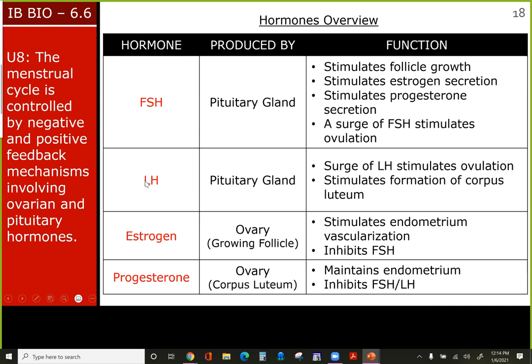LH, luteinizing hormone, is also released by the pituitary gland, and it is also contributing to ovulation. Its biggest component is the stimulation of the corpus luteum, right? Luteinizing hormone, corpus luteum. Follicle stimulating hormone stimulates follicle growth.